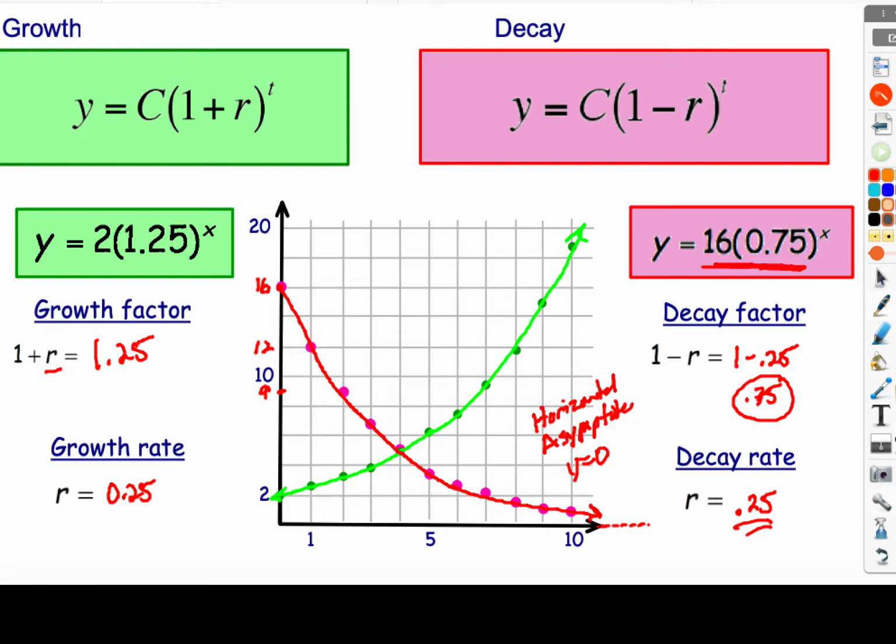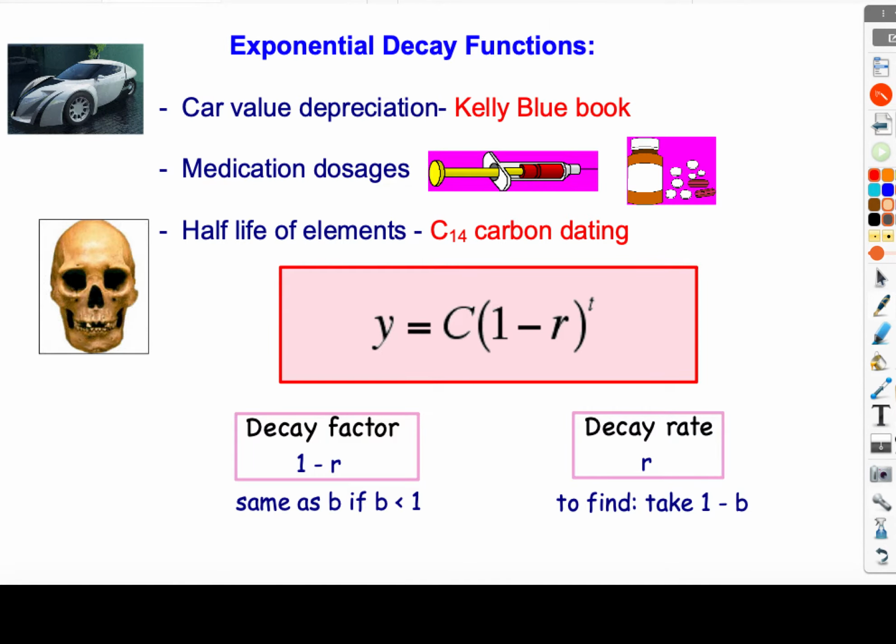And that's why, when we apply exponential decay functions, we have a couple of good examples here. Car depreciation. Technically, your car can lose value, but it'll always be worth something to somebody. So with car depreciation, when you buy a car and you drive it off the lot, it loses some of its value. Now it's a used car.